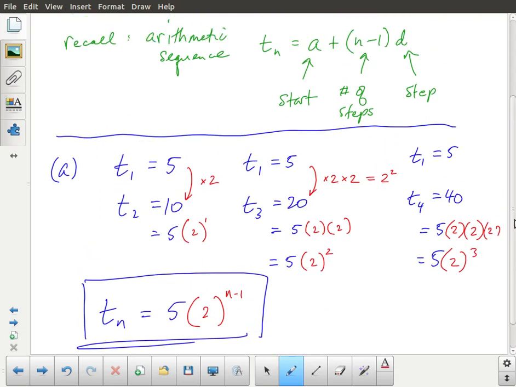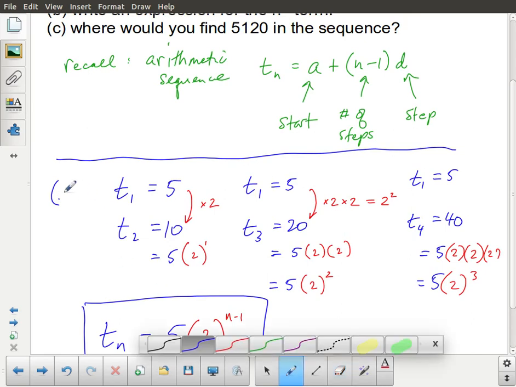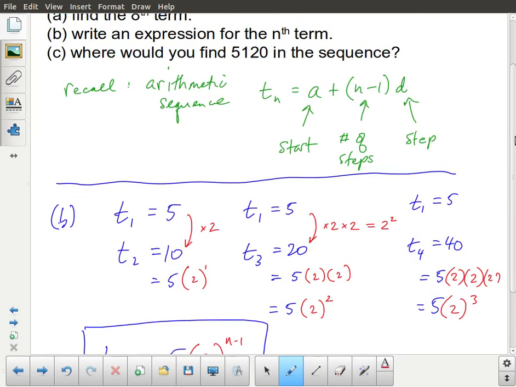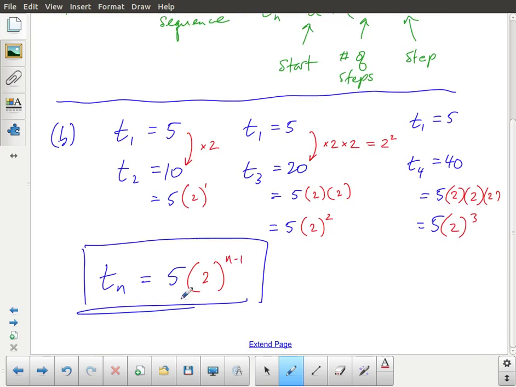And there is our generic. Sorry, that's not A, that's B. We already answered A because A was up here. So there's the answer to A, the 8th term. So now we have our general expression, 5 times 2 to the n minus 1. This is where that tie-in to exponential functions comes from.